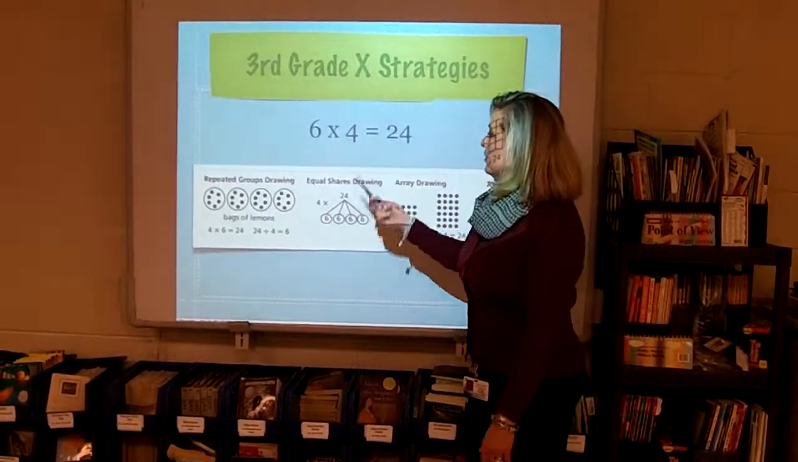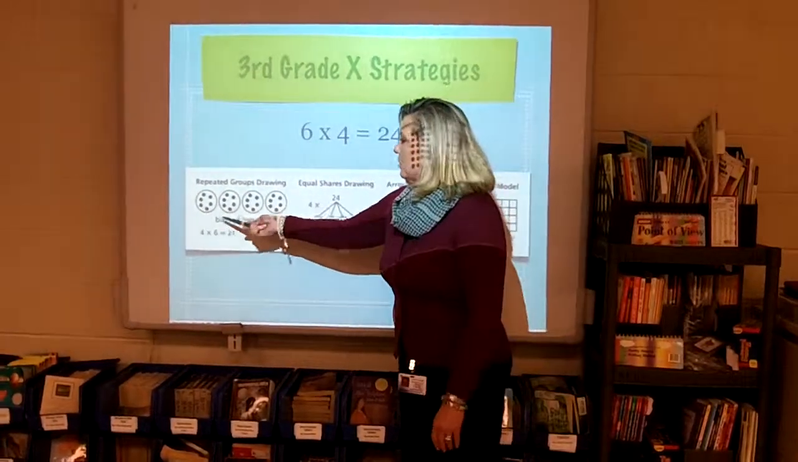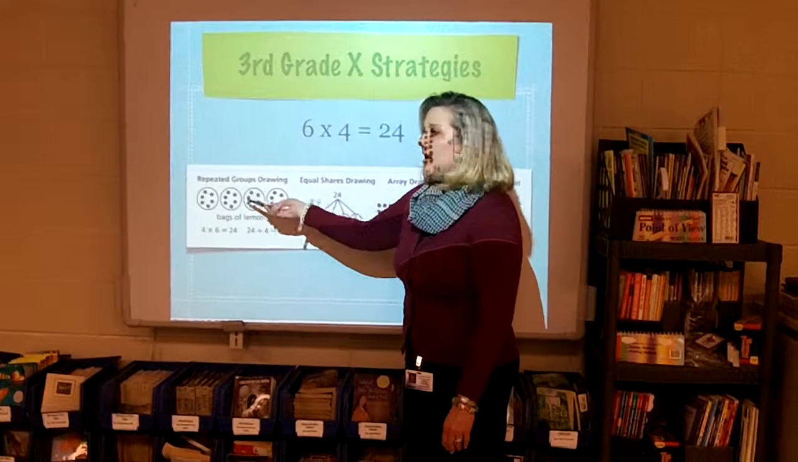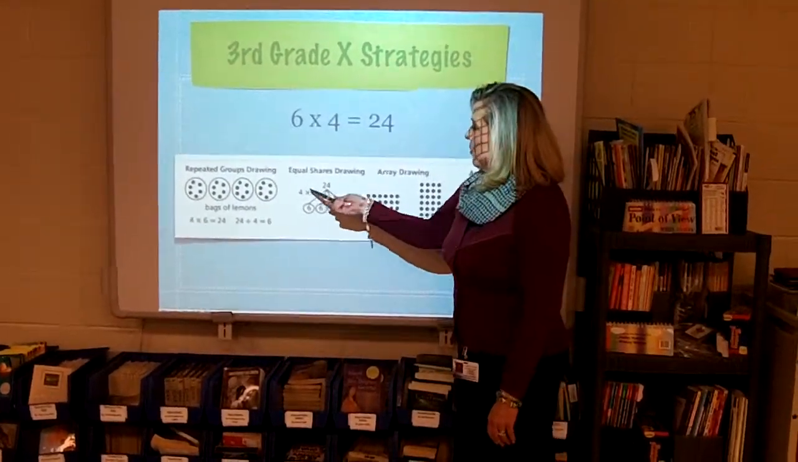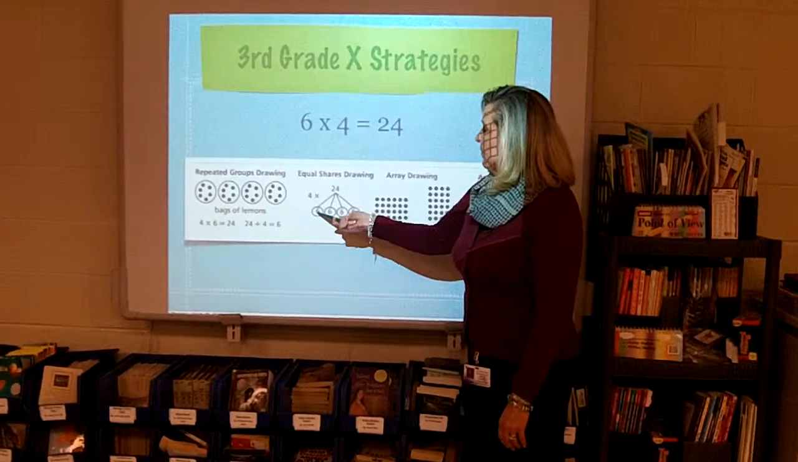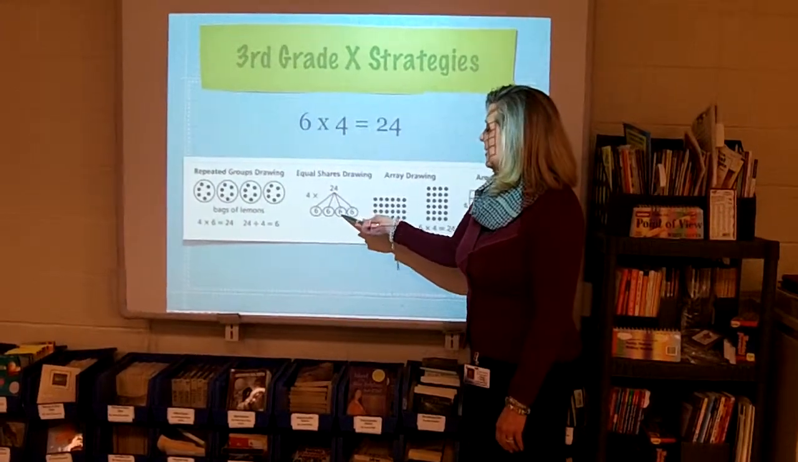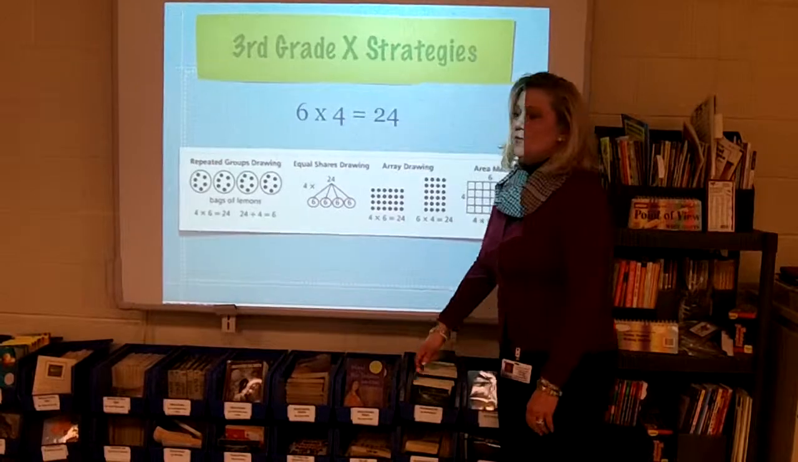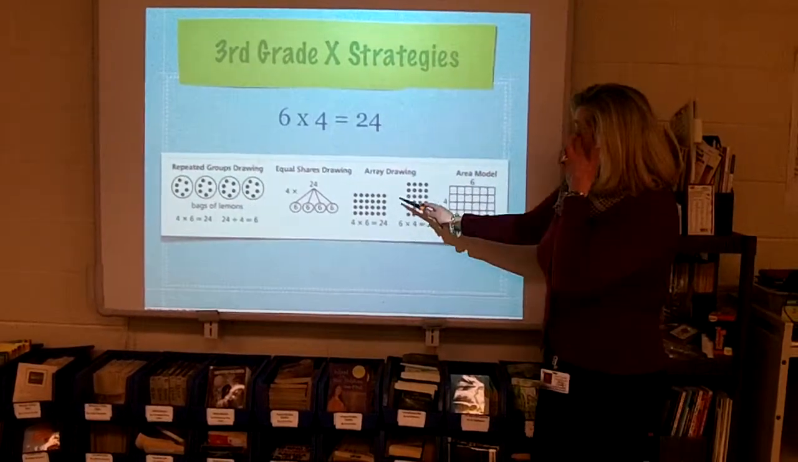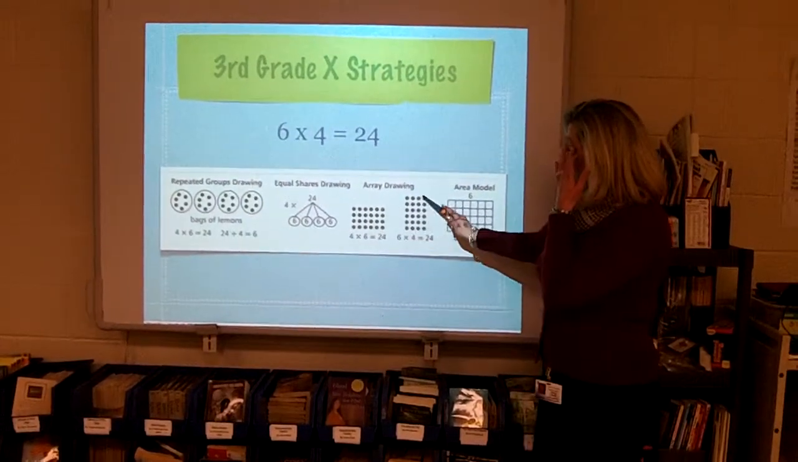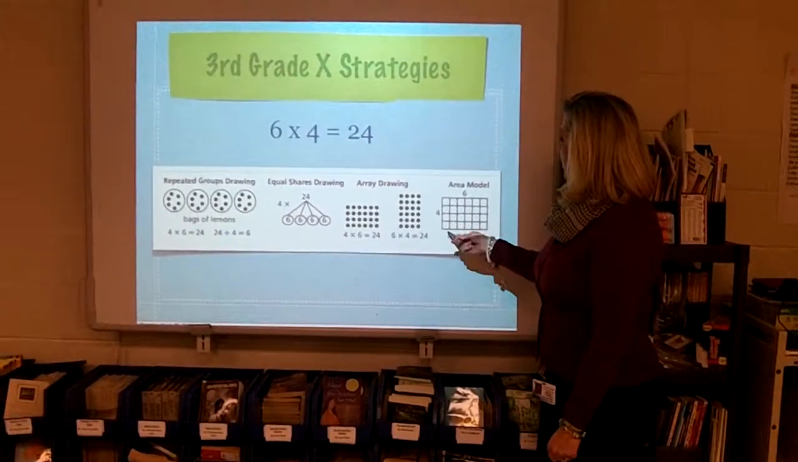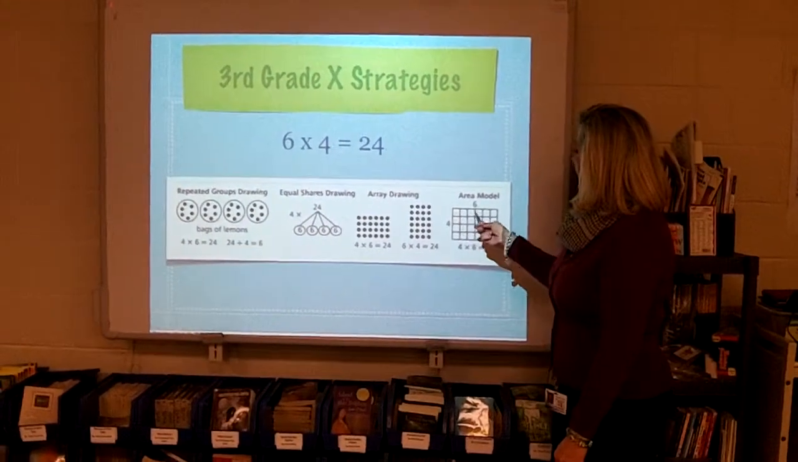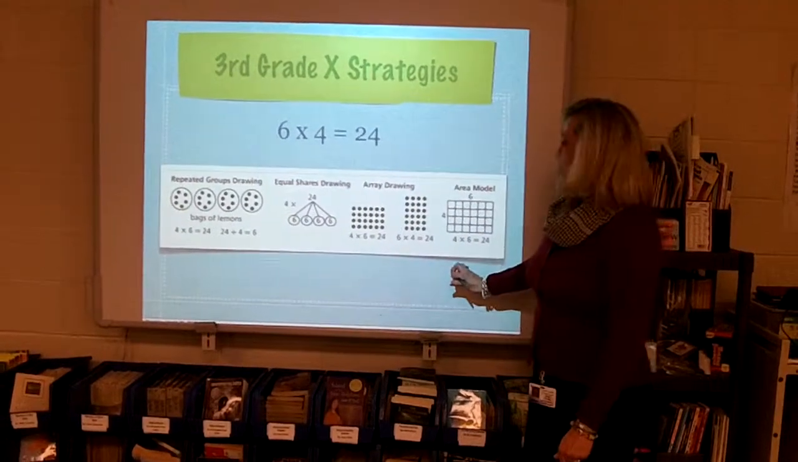Drawing. 6 times 4 is 24. Just draw 6 groups of 4 and count. How many do you have? Or have 24. How many times can I write 4 to get 24? Another way, draw that array again, or use the area model. 4 columns, 6 rows. 4 times 6 is 24.